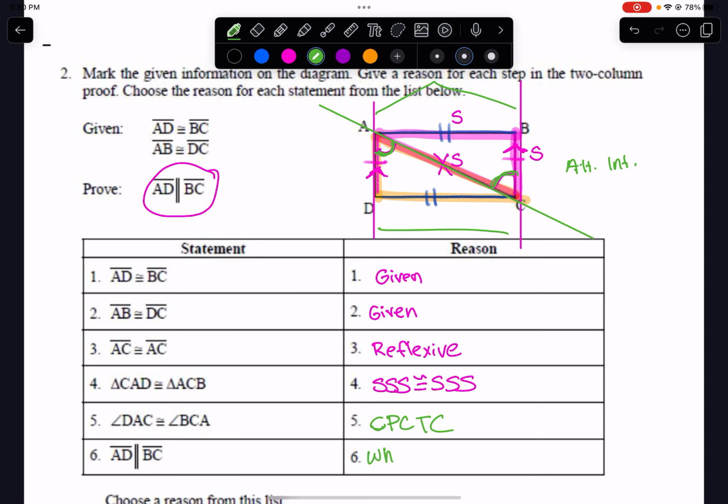And now, when alternate interior angles are congruent, lines are parallel.